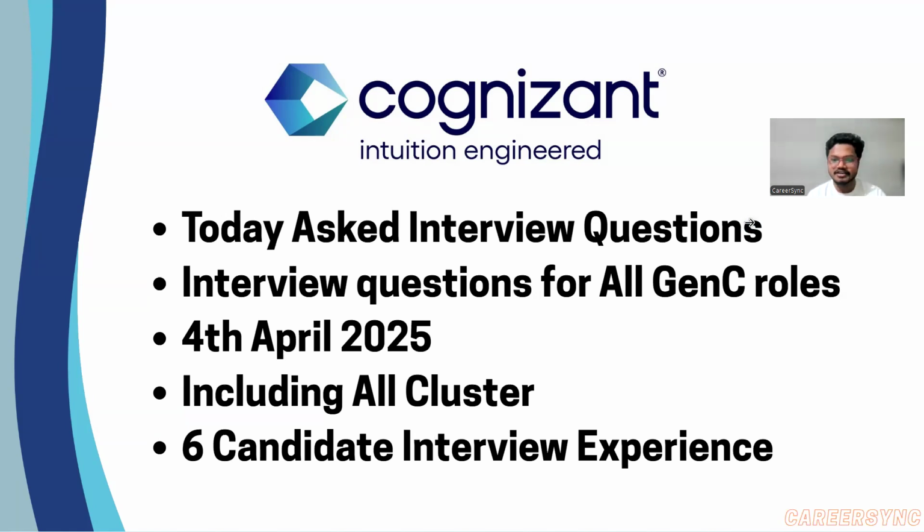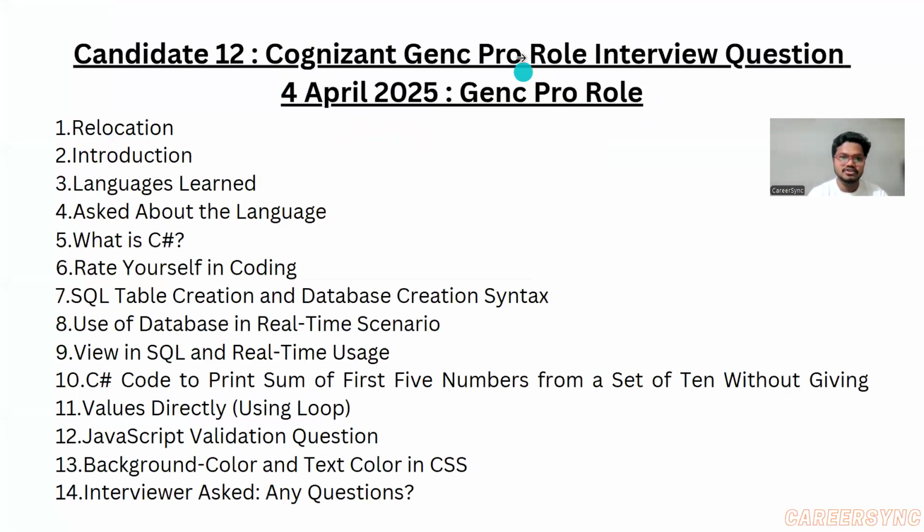There are six candidate interview questions, including all cluster rows. So let's discuss all their questions. Here is the first question for the Cognizant GenC Pro role. The first question he was asked: relocation. Are you able to relocate?